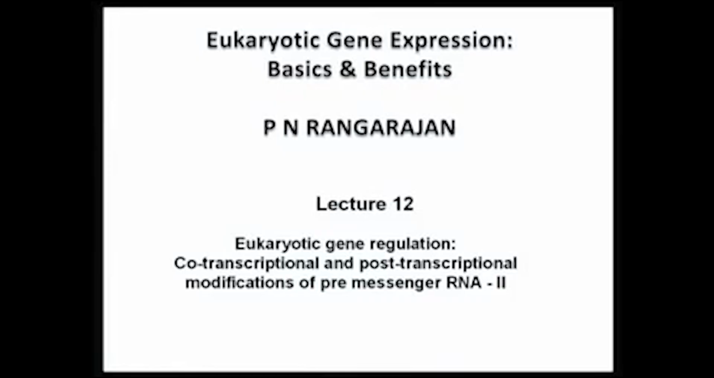Now, the third most important co- or post-transcriptional modification that a pre-messenger RNA undergoes is polyadenylation. So, today we will discuss the mechanism by which a poly A tail is added to a messenger RNA, and how again RNA polymerase II plays a very important role in this event as well. Today's topic is co-transcription and post-transcriptional modification of pre-messenger RNA, part 2. In part 1 we discussed mRNA capping and mRNA splicing, and in part 2 we are going to discuss polyadenylation: how does messenger RNA get polyadenylated, what are the enzymes that are involved, and how RNA polymerase II plays a very important role.